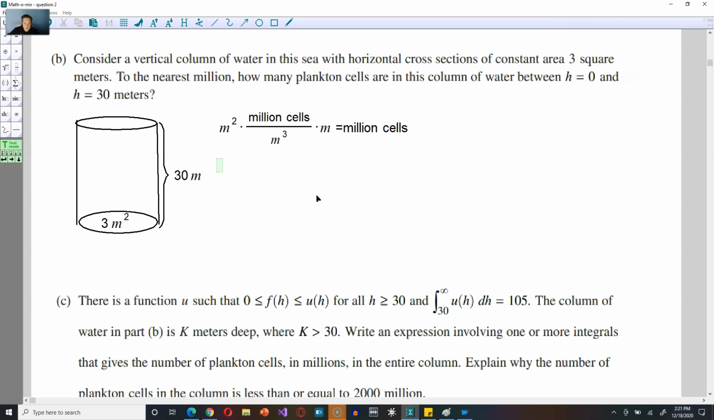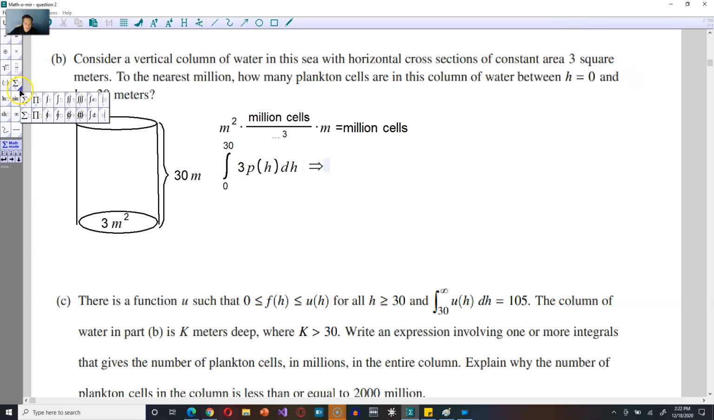So what this means is to actually find, to the nearest million, how many plankton cells are in this column of water, what I have to do is integrate. I have to proceed, in other words, this way. Integral from 0 to 30. And I'm going to do 3 because it's 3 square meters, the cross-sectional area. And then P of h. And then after that, you have to multiply by dh here. This is your integral.